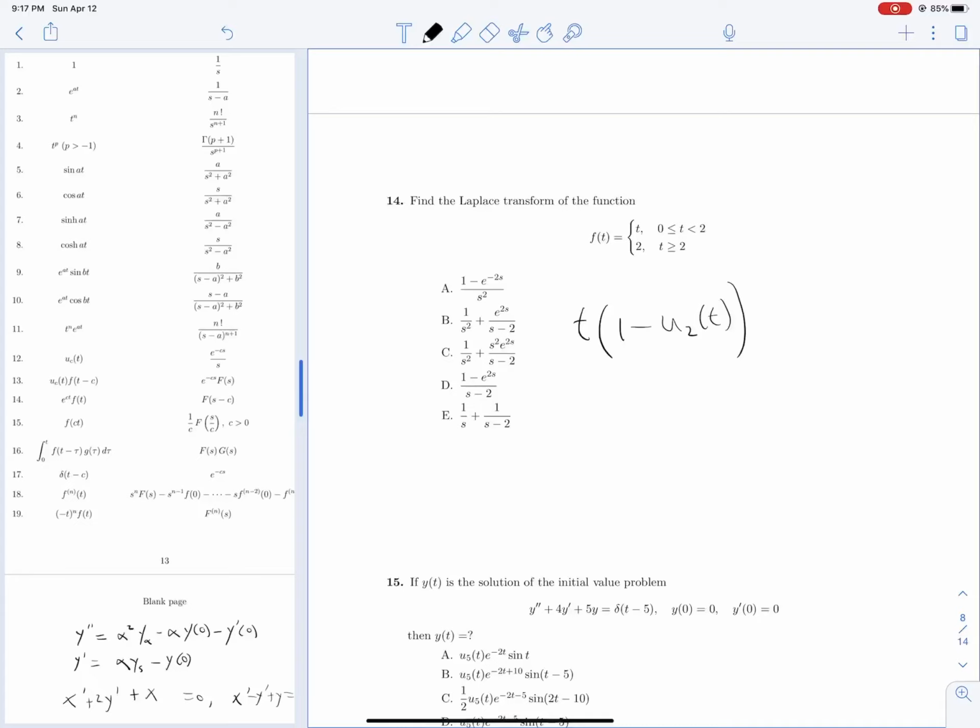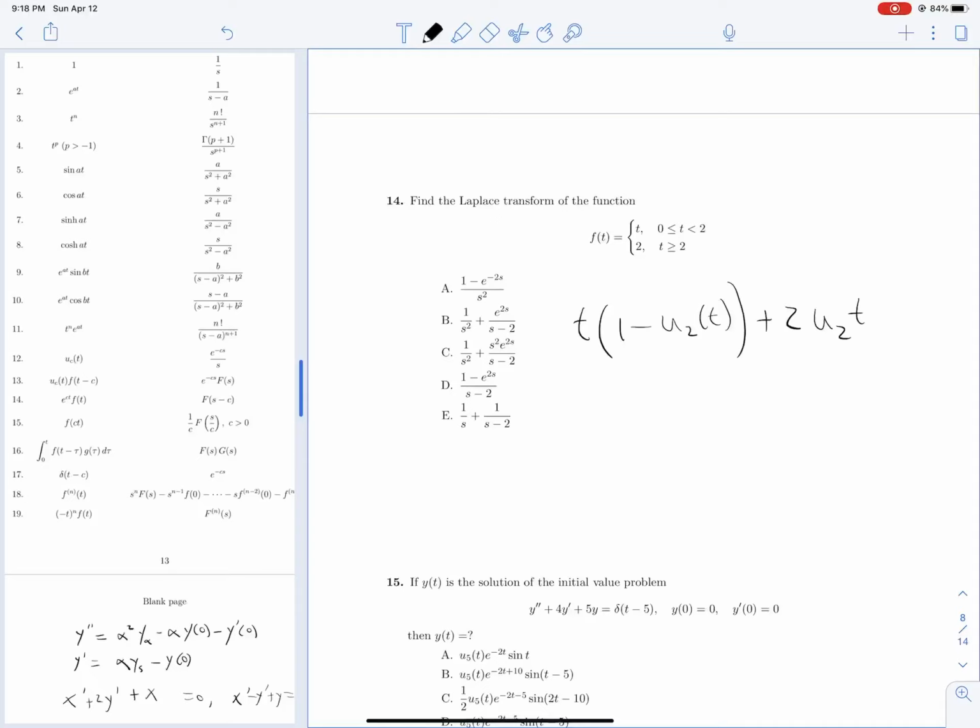Well, when t is less than 2, this will just evaluate to t because u2 of t will be 0, but when t is greater than 2, u2 of t will be 1, so this whole bit will evaluate to 0, and our function will be done there. And then let's add 2 times u2 of t. Okay, this is looking good.